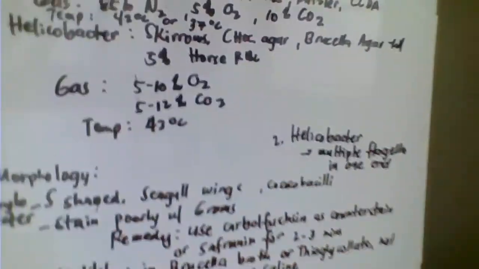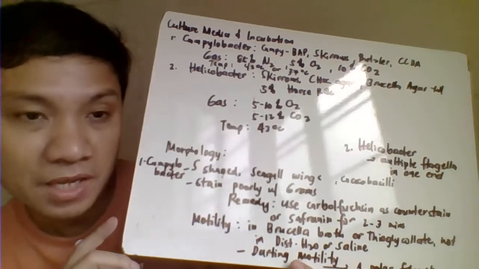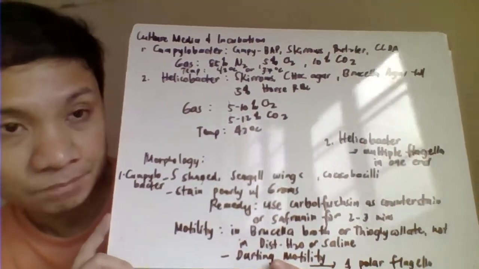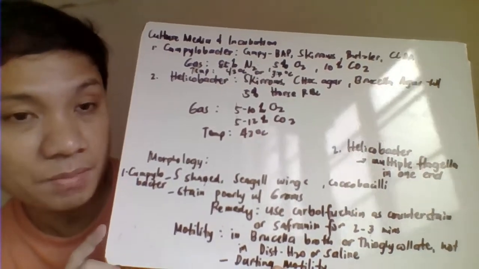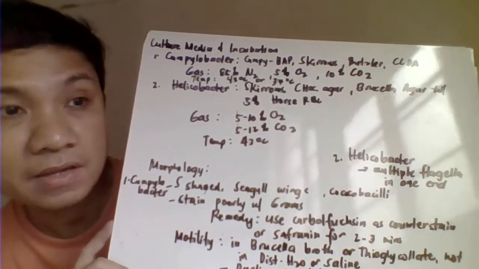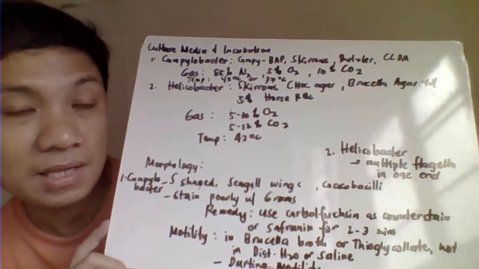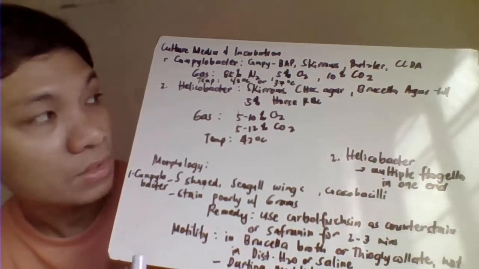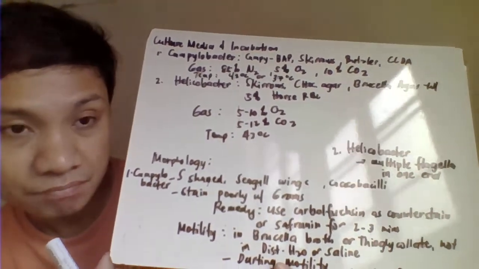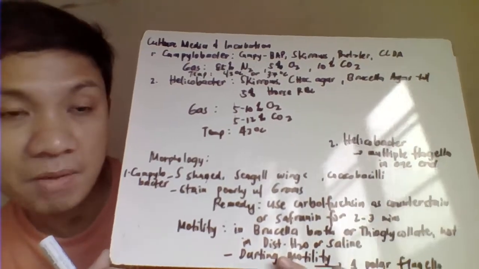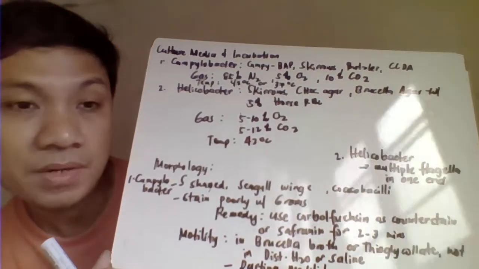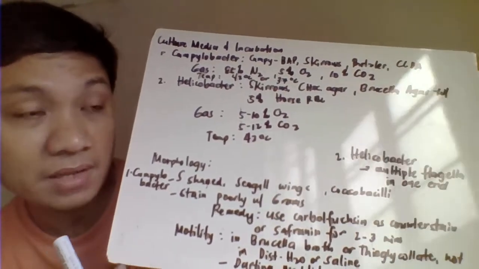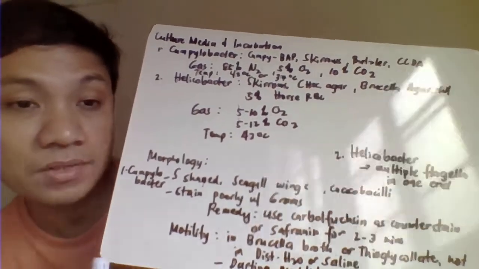So based on that, we have your culture media, incubation, growth requirement, and temperature for your Campylobacter and your Helicobacter. For our Campylobacter, our culture media for that are your Campythio, your Skirrow, your Bolton, and your CCDA. That one would be able to grow at 42 or 37 degrees Celsius. And that one would have a requirement of 85% nitrogen gas, 5% oxygen, and 10% carbon dioxide. And we consider this one as your microaerophiles, so its oxygen requirement is small.